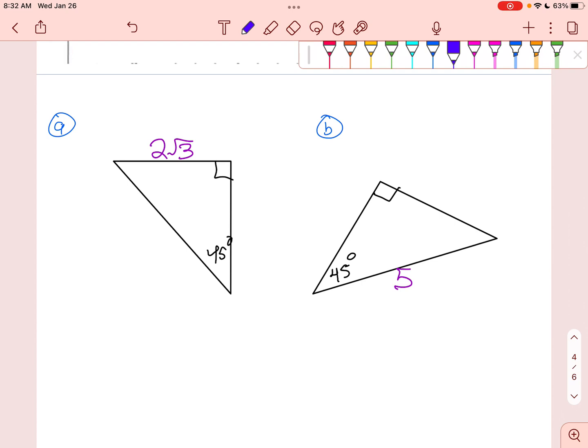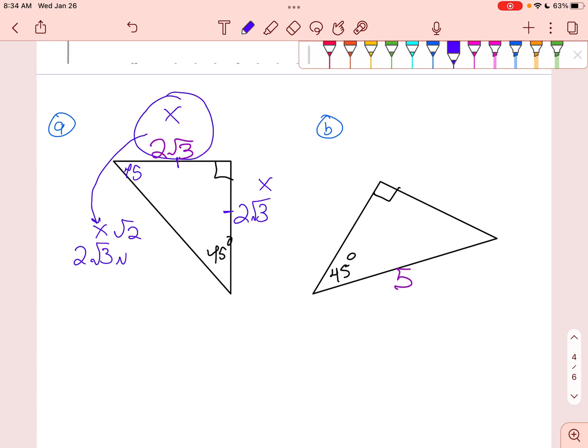Once again, I see this is a 45, 45, 90 triangle. I know then that these sides have to be the same. So if that's 2 root 3, this has to be 2 root 3. If you want to do the Pythagorean Theorem, have fun. But I know that they're in the ratio of x, x, and x root 2. So I literally just took this 2 root 3 and put it where this x was. And then don't forget to stick a root 2 on there, which means this side is 2 root 6.